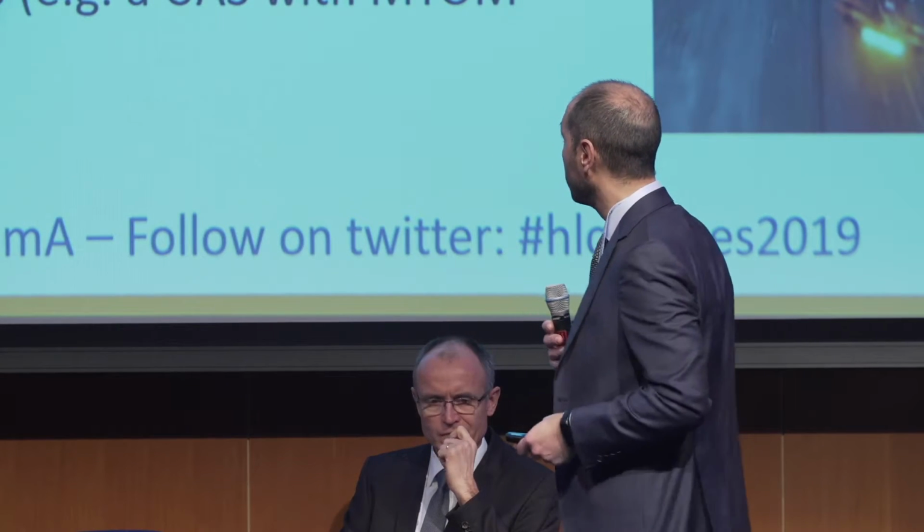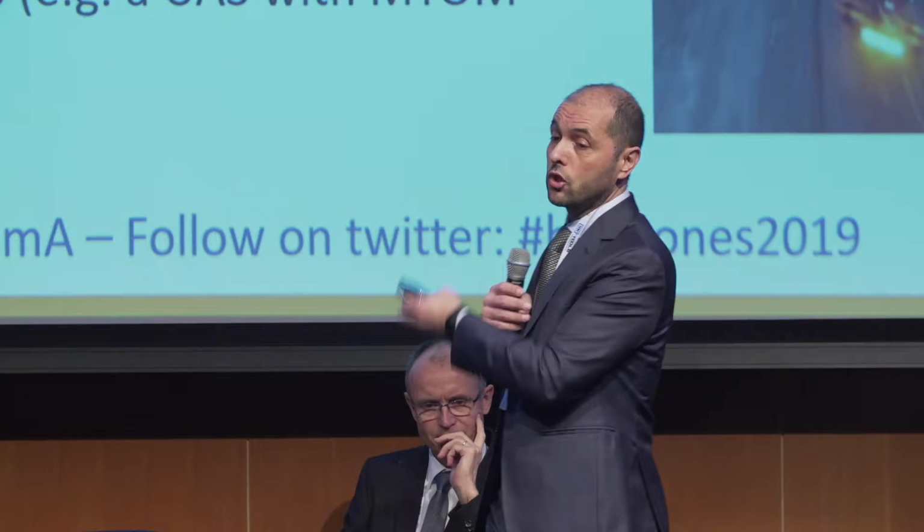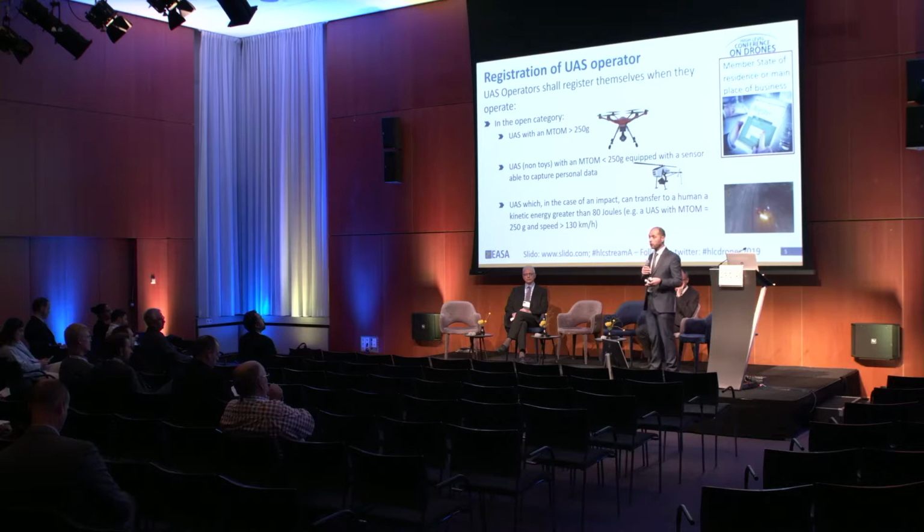So just to give you some figure, for a drone of 250 grams, we are talking about a speed of 130 kilometers per hour. So essentially, this shows that the operator needs to register themselves almost in all cases, because almost all drones will have at least a camera. The only things that are excluded are toys. So if a drone is compliant with the toy directive and is below the 250 grams, then the registration of the operator is excluded.